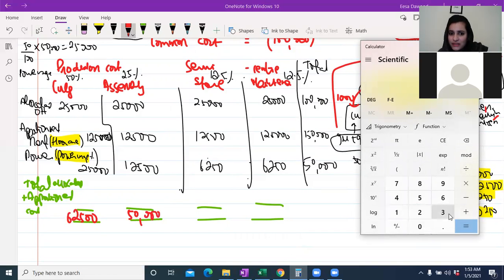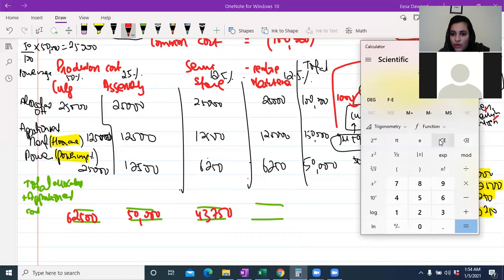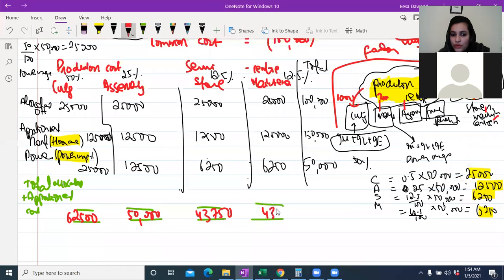But store is a department which is there for the production cost center. If there won't be any production, definitely there's no need for service cost center. 25,000 plus 12,500 plus 6250 is the total cost of 43,750 for the service cost center. And now there is cost for maintenance department, which is another service cost center, 25,000 plus 12,500 plus 6,250. So it is 43,750. So you see, there is some cost for service cost centers.